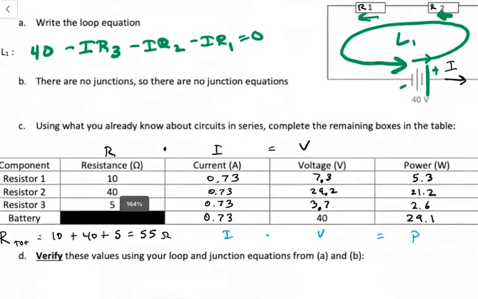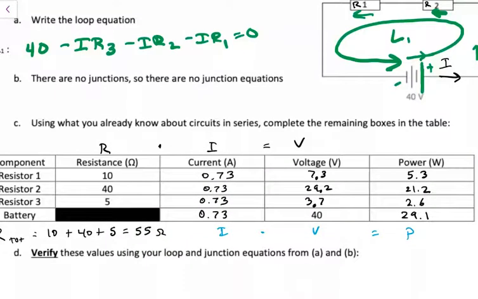All right, let's get ready to check our numbers. That's what I got. 0.73 is the current. Since we're in series, the current is constant, it's I. And then I got these voltages and this power. The voltages are close enough to add up to 40 with rounding errors, and the power is conserved again with rounding errors. And then it says verify these values using your loop and junction equations from A and B.